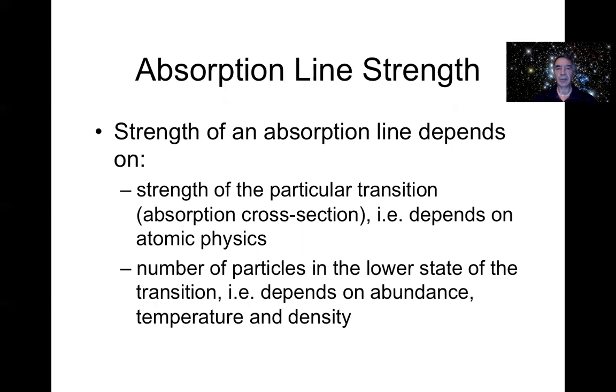So here we're talking about using the H alpha as an example. So there is a particular probability associated with a photon coming along with that particular energy in terms of it exciting the electron up to the n=3 level. So that's just all set by atomic physics. For any particular transition, it's a constant. Okay.